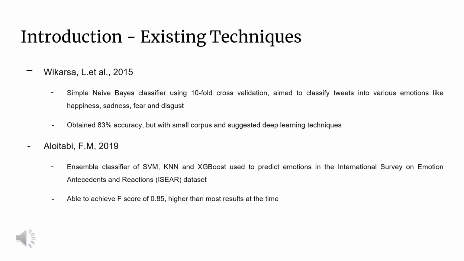Later on in the year 2019, an ensemble classifier of SVM, KNN, and XGBoost, a gradient boosting algorithm, was used to predict emotions in the International Survey on Emotion, Antecedents, and Reactions, or ISEAR dataset. They were able to achieve an F-score of 0.85, which at that time was higher than most results.